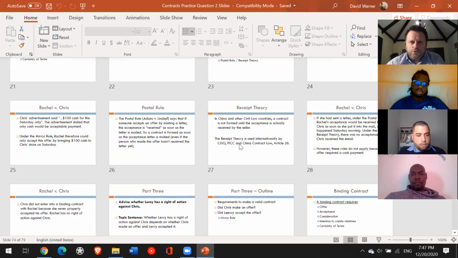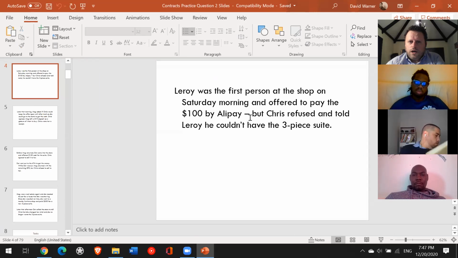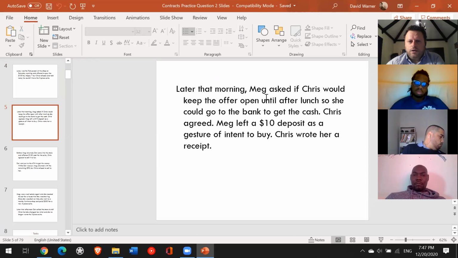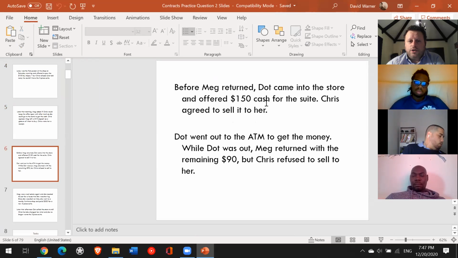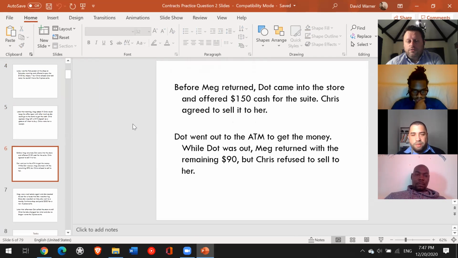Okay, back to the question. We did Leroy, Meg, so we know they have a contract. Now, before Meg returns, Dot came into the store and offered 150 cash, and Chris agreed to sell it to her. And Dot goes out to the ATM to get the money. So let's talk about this. What's going on here? Well, we have an offer. Did Dot accept Chris's offer?